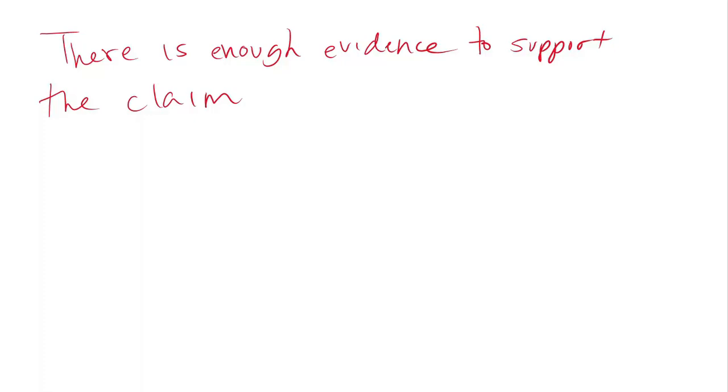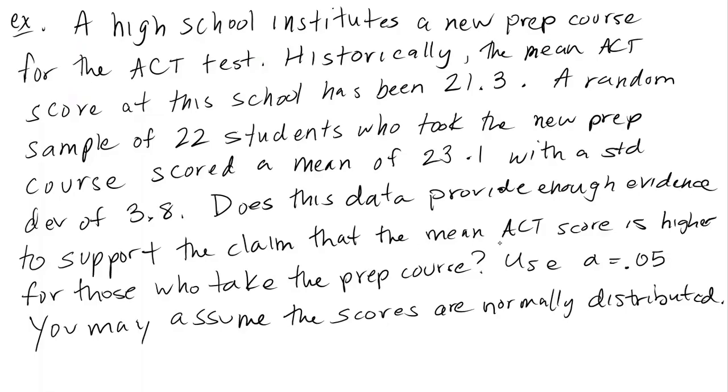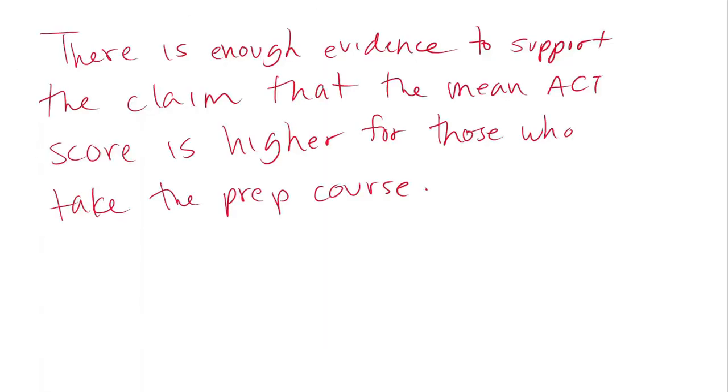And what was that claim? Well, let me see what it was in the problem. That the mean ACT score is higher for those who take the prep course. Another way to say that is there is enough evidence to support the claim that the mean ACT score for those who take the prep course is greater than the historical average, or is greater than 21.3.